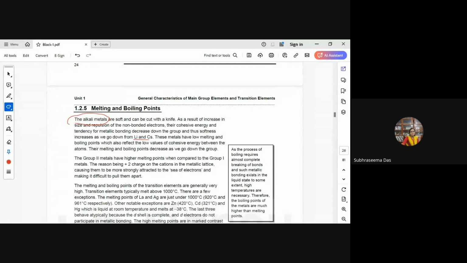This is a very common property marked in alkali metals: down the group, the softness increases. As a result, they have low melting and boiling points, which also reflect the low values of their cohesive energy between the atoms. In general, as we go down from lithium to cesium, the melting point and boiling point decrease.